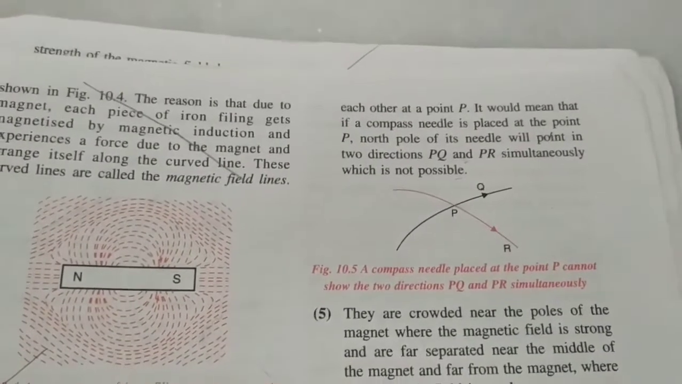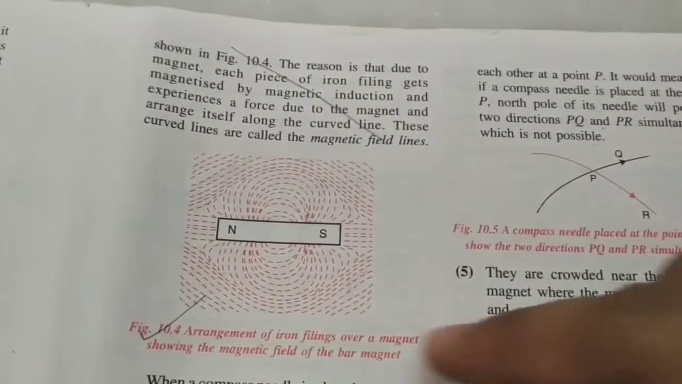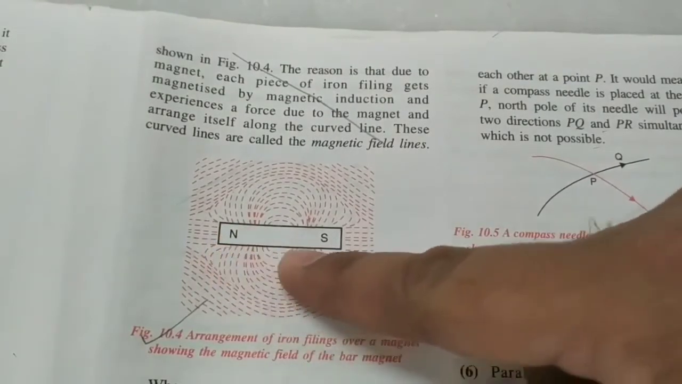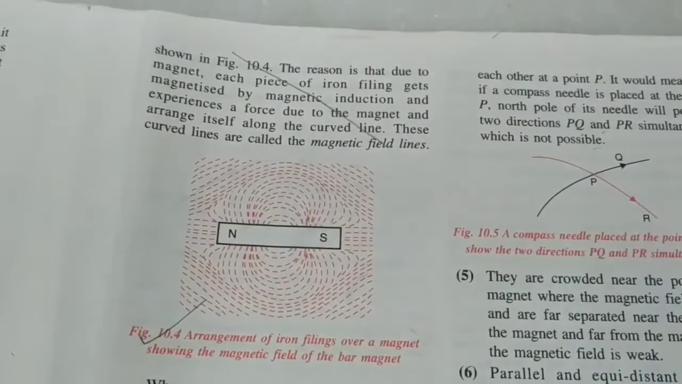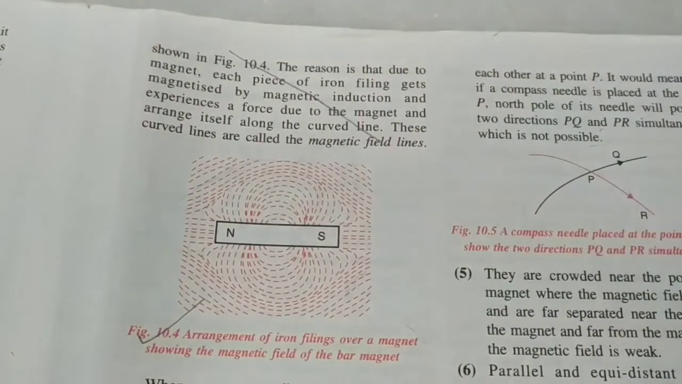Fifth, the lines are always crowded near the poles, and they are a little far away in the center of the magnet. As you can see here, near the poles, the density of the magnetic lines is more because it's more powerful here. And in the center, they are a little far away because the magnetic field is weak. And as you go far away from the magnet, again you will find that the distance between the magnetic field lines is increasing, which reflects the weakening of the magnetic force.